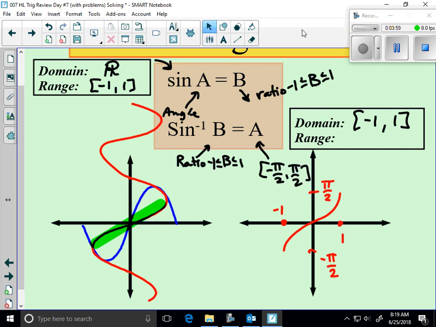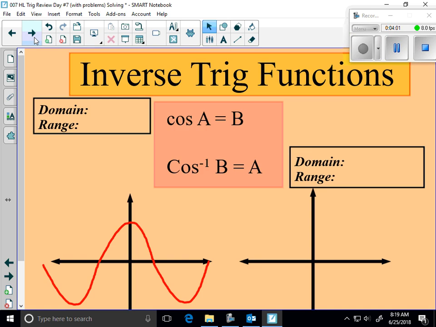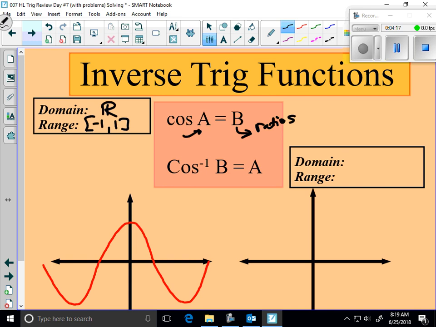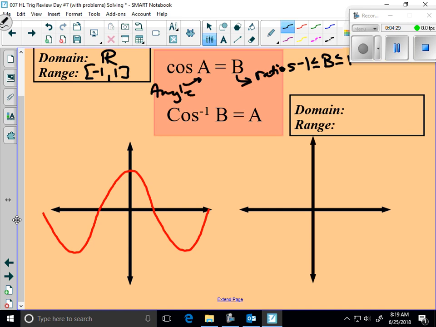Let's look at inverse cosine. Okay, inverse cosine, domain and range, all right? Inputs are angles. Those angles can be any value. Outputs from -1 to 1, just like we had with sine. Right? So the outputs are ratios, where b is between 1 and -1. Okay, angles inputted here. All right, when we flip it, what's going to happen, let's take this graph here.